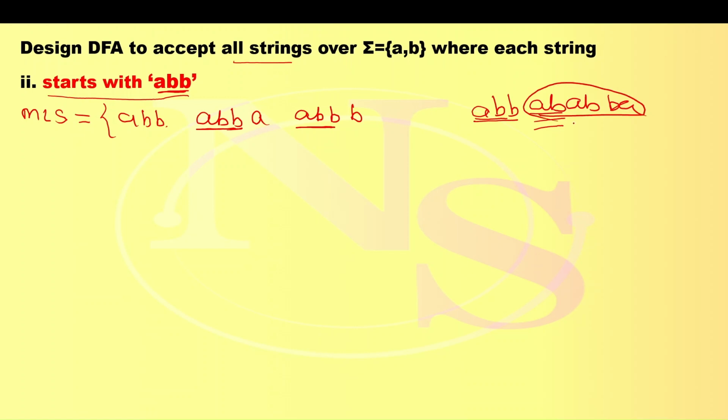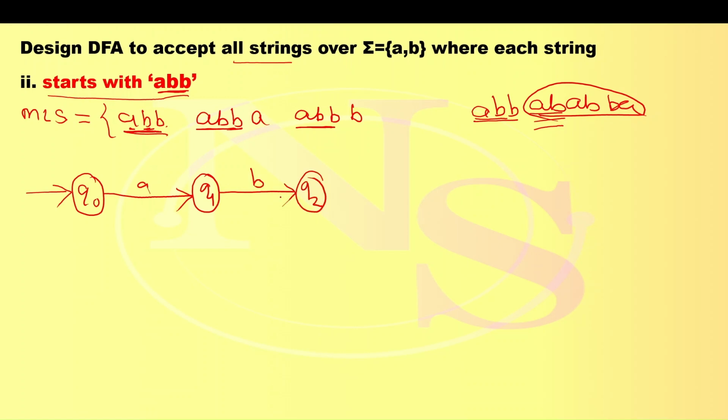Now as per this question, start designing the DFA. First, the minimum length string is ABB. There is no epsilon, so Q0 will not be a final state. One state reads one symbol at a time. A is the first symbol, Q0 reading A, it's going to Q1. The second symbol is B, Q1 reading B, it's going to Q2. The third symbol is B, Q2 reading B, it's going to Q3.